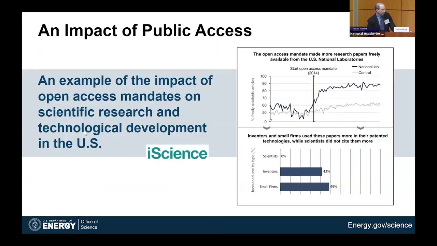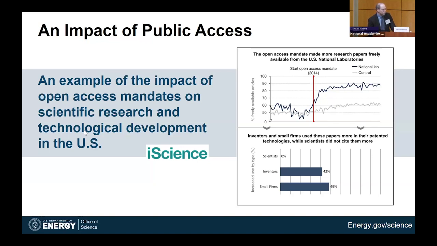Now, a lot of times people will ask, what's been the impact over 10 years now of these articles becoming more accessible to the public? And there are many different ways of measuring this. This one is an article that I pulled from 2023, and a little bit busy, but let me explain it. So on the upper visual, it shows the percentage of journal articles that our 17 national laboratories have made accessible since the 2014 open access mandate went into effect with the John Holdren memo.